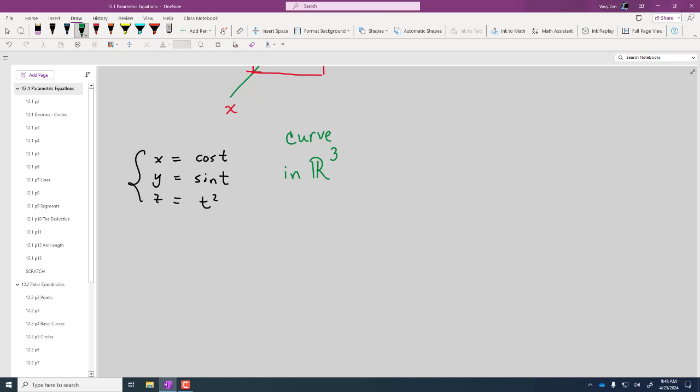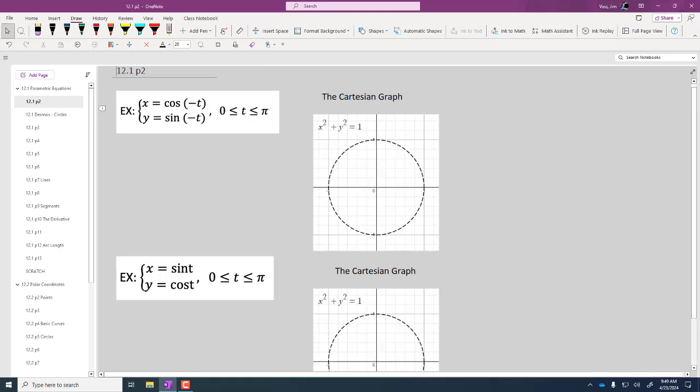Yeah, so that's the idea of parametric. That's what's so nice about them. A, you can graph curves in three-dimensional space. B, you know what space you're in. And C, you know whether it's a curve or a surface. So parametric is really nice in that way. It reveals a lot of information, way more than a Cartesian equation.